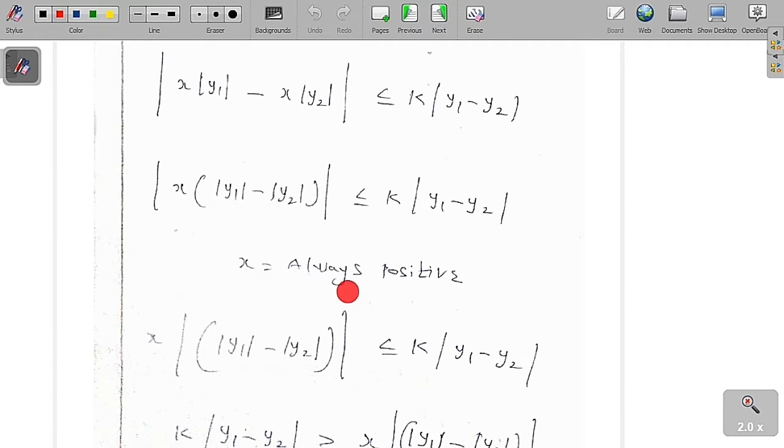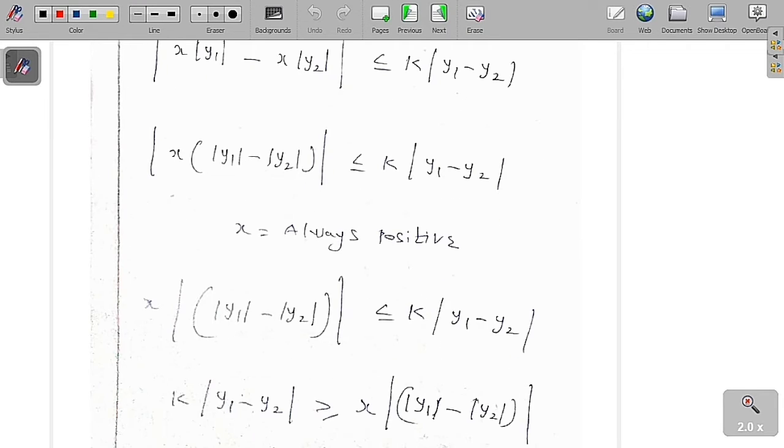See, x is always positive because in the question they have already given the range of x is from 1 to 2. But y is sometimes positive and sometimes negative because y is from minus 3 to 4, whereas the x range is always 1 to 2. So x is always positive, and you can take it outside this mod. So x into mod of y1 minus mod of y2 less than or equal to k into mod of y1 minus y2.